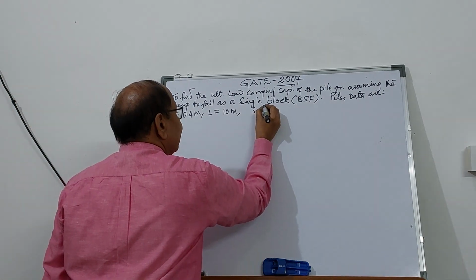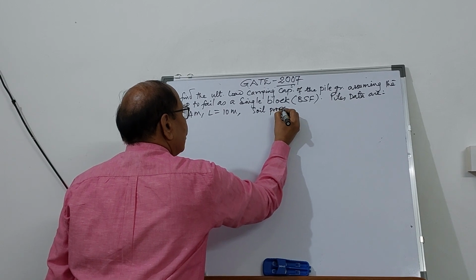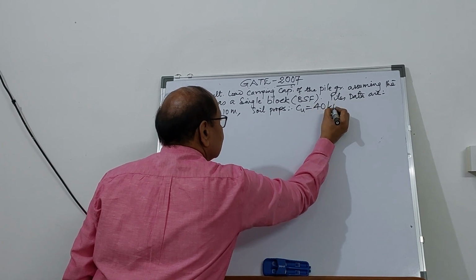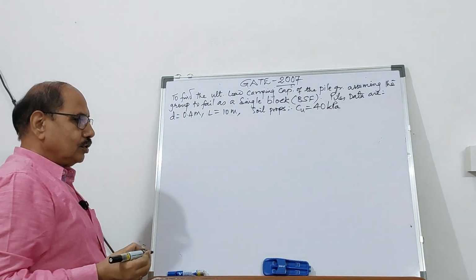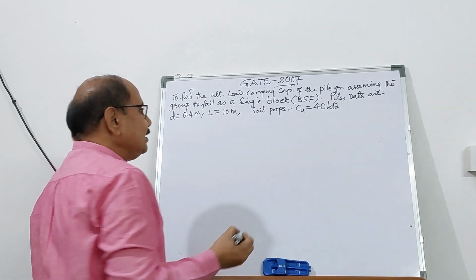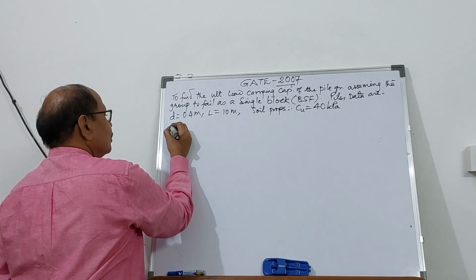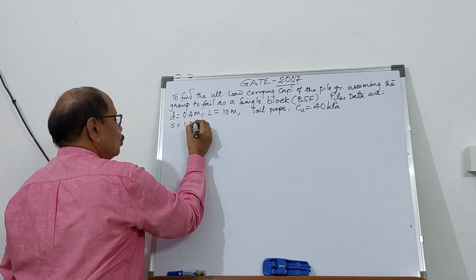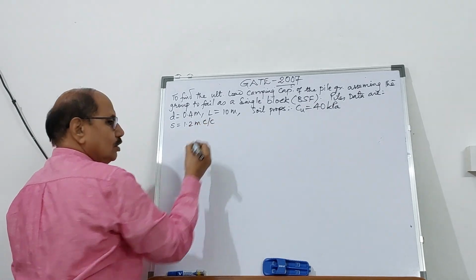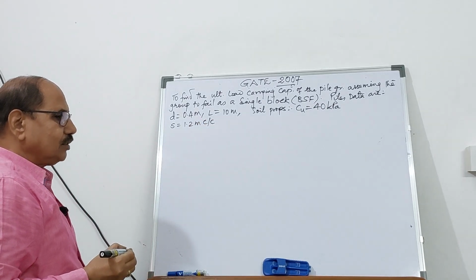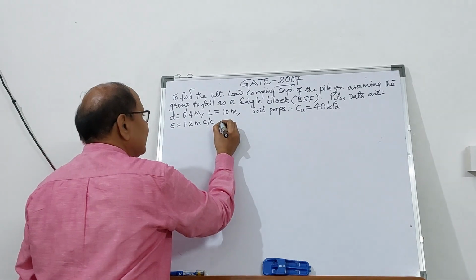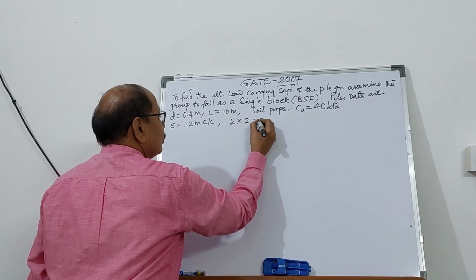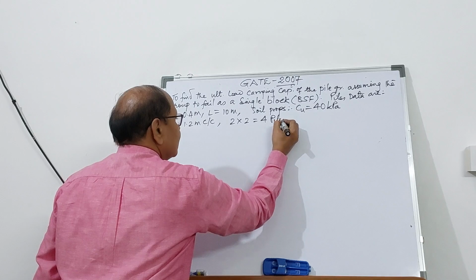So soil properties are also known to you. The value of Cu is given to you as 40 kilopascal. So you know the value of Cu, and the center to center distance between two consecutive piles is 1.2 meter center to center. So that's also supplied to you. And the number of piles are 4. So it is 2 by 2 equal to 4 piles in a square pattern.